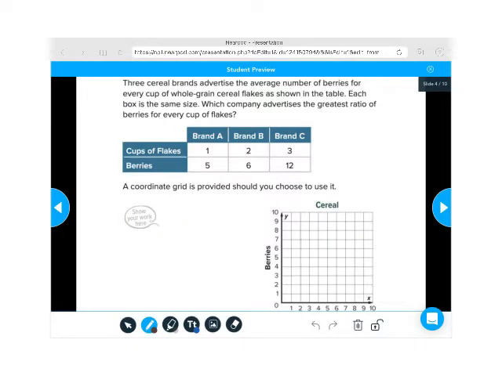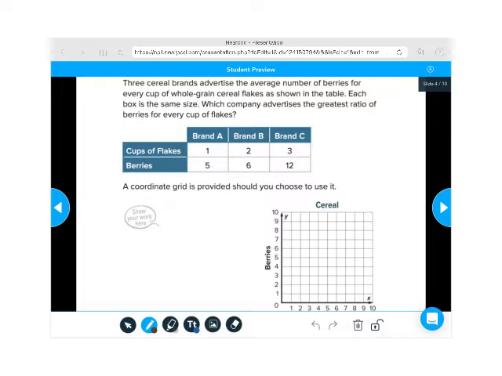3 cereal brands advertise the average number of berries for every cup of whole grain cereal flakes as shown on the table. Each box is the same size. Which company advertises the greatest ratio of berries to every cup of flakes? So in this case, we are looking for the greatest ratio of berries to 1 cup of flakes.